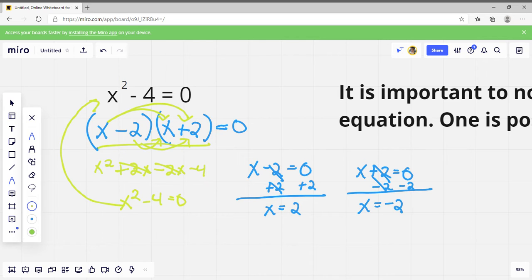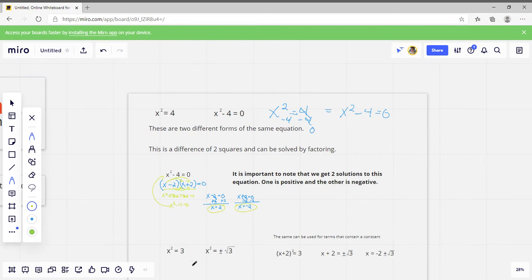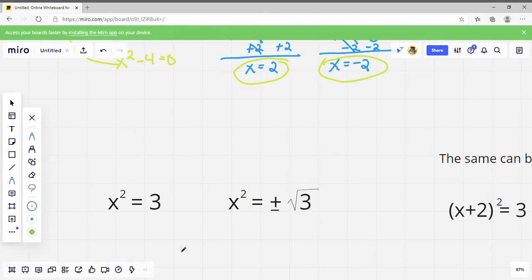Okay, so you'll notice that on these we get two answers. We're going to get a negative and a positive of the square root of that constant term. The idea we get from that is that we can just square root this and square root this, and we come up with x equals the negative square root of 3, or x equals the positive square root of 3. This can be written with the negative and the positive stacked over each other. So x equals the positive or negative square root of 3.